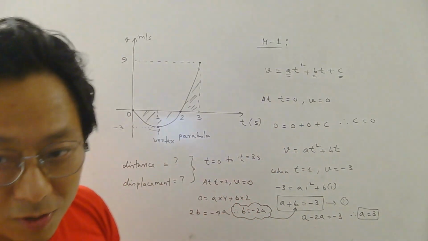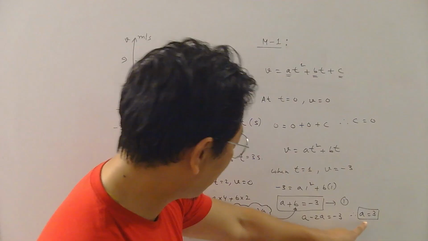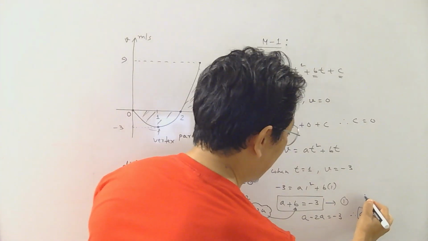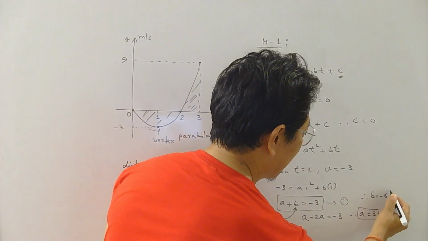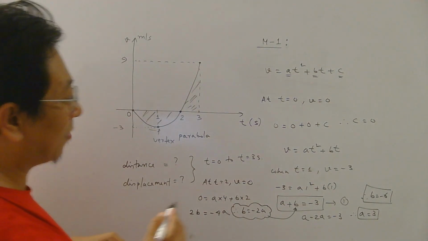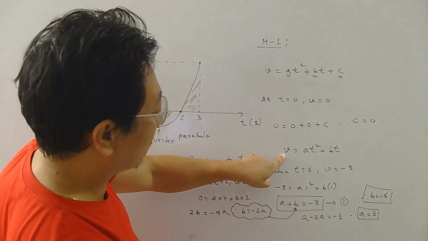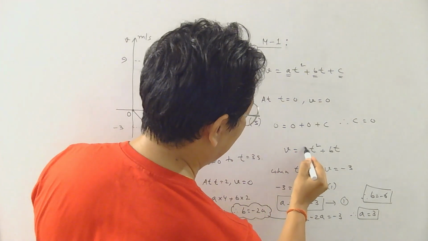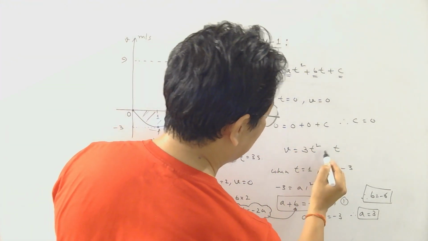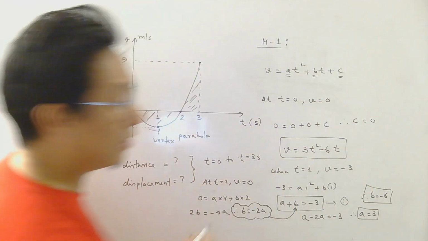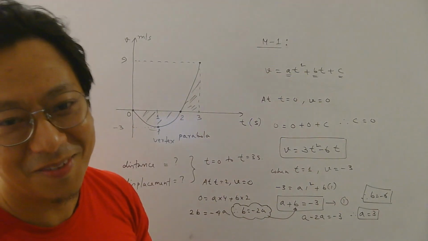And once I found a is 3, if I put it back here, what will b be? Minus 2 into 3 will be minus 6. So I found a and b both. So what will be my velocity formula in terms of t? a is 3, b is minus 6. So v equals 3t square minus 6t. This is the formula for velocity in terms of time, right?